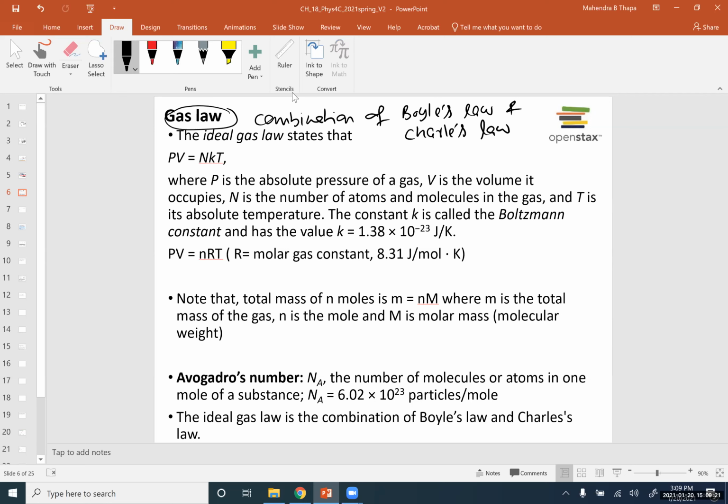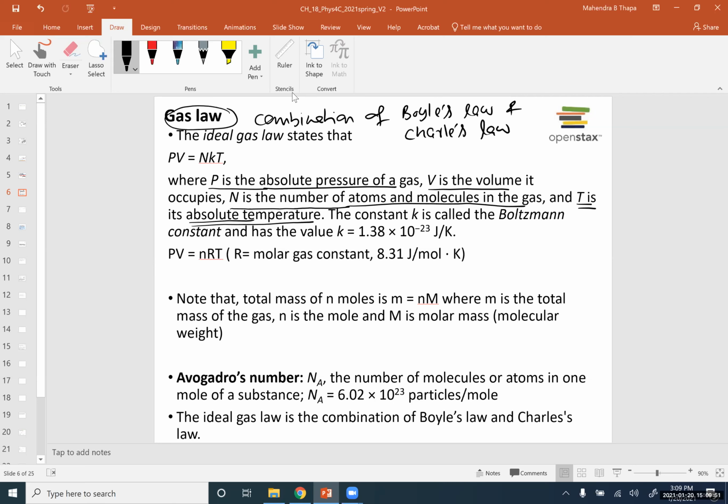So for the ideal gas, we come to this point. Now, if we combine both Boyle's and Charles' law, we get PV equals NkT, where P is the pressure, V is the volume, and N is the number of atoms or molecules in the gas. T is the temperature.